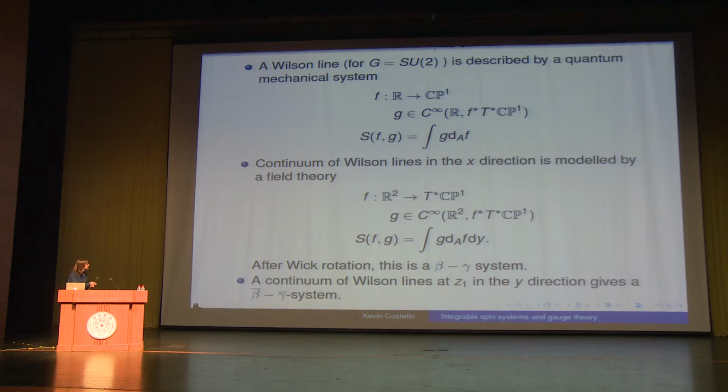the Wilson lines. Now, if you think about what this theory is, after you Wick rotate, this is just a beta-gamma system. In this theory, the fields only propagate in the x direction. And similarly, if we wanted to put a continuum of Wilson lines at a different value of z, we would get a beta bar gamma bar system after Wick rotation. So before Wick rotation, you would have a theory where fields only propagate in the y direction.